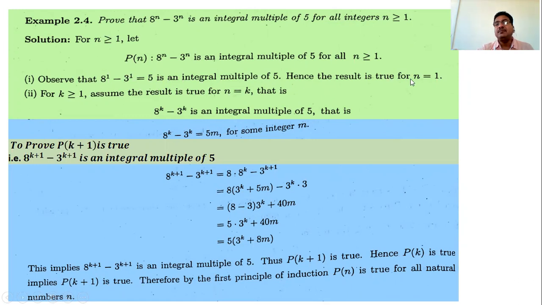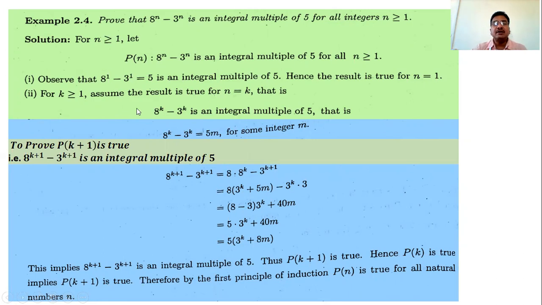This is the first step of the first principle of mathematical induction, that is, prove the result is true for n is equal to 1. If we substitute n is equal to 1, we have the answer as an integral multiple of 5. Then what is the second step of mathematical induction? Assume the result is true for n is equal to k and prove the result is true for n is equal to k plus 1.